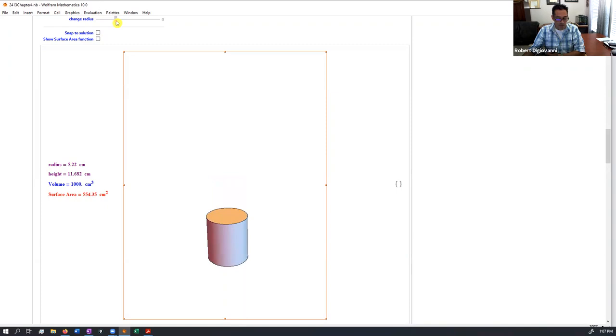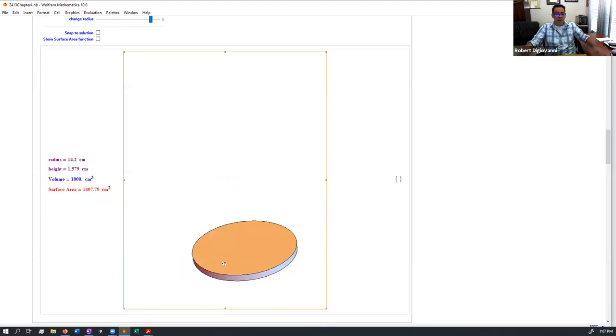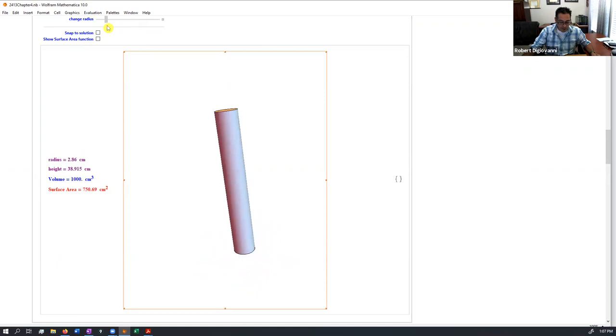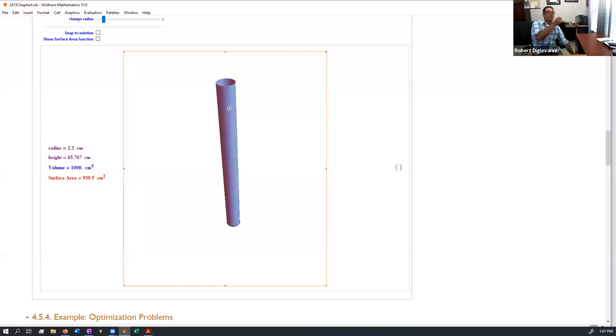I could manufacture a can that would look like this. You'd be drinking it, it'd be this big old disc, taking sips of this little thin disc, drinking your 1 liter. Or I could make the can really tall and really narrow like this. Both of those shapes hold 1 liter, and every combination in between.